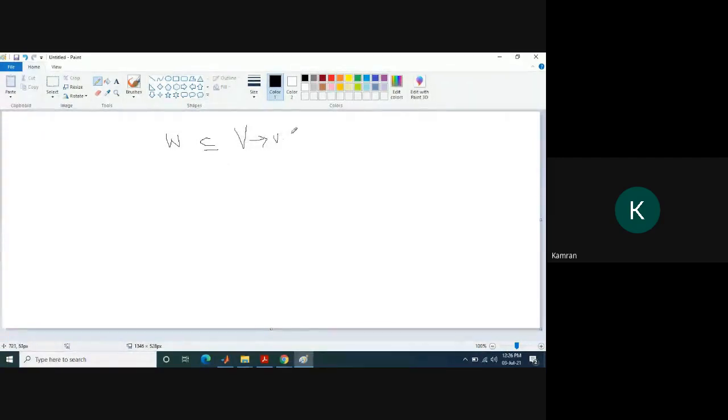V is a vector space. If W itself is a vector space, then W is called a subspace. तो मैं डबल S लिख देता हूँ. ठीक है. If V is a vector space and W is a subset of V and W also forms a vector space, then we call it a subspace.